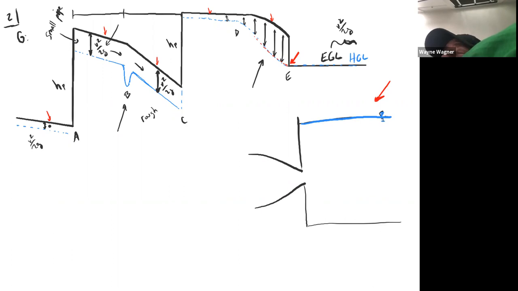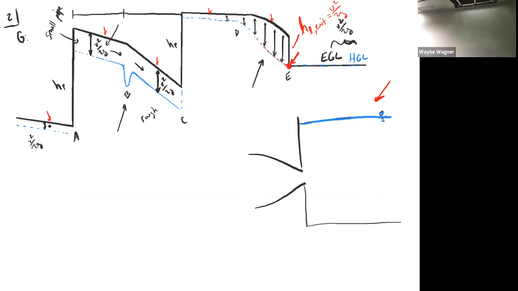That's one of the things I check for, because your head loss right here, the head loss due to the exit, is always equal to V squared on 2G. So it always ties into this point right here.